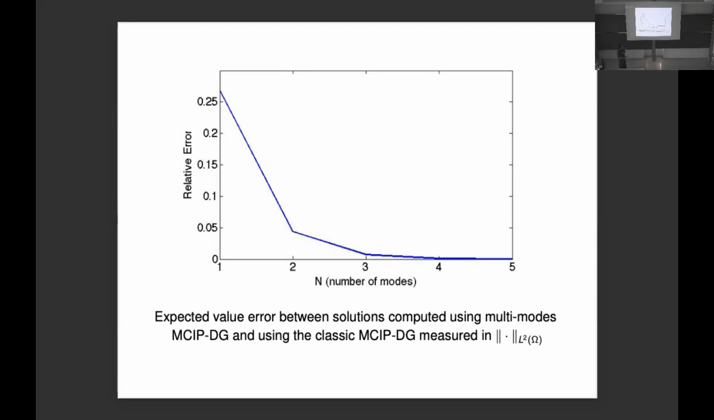Relative error is the error divided by the solution. It is the energy norm, yeah, energy norm. Just to show you that in practice, we only need very few modes. In all the computations, practically, we only need very few modes, especially if epsilon is small, as expected.